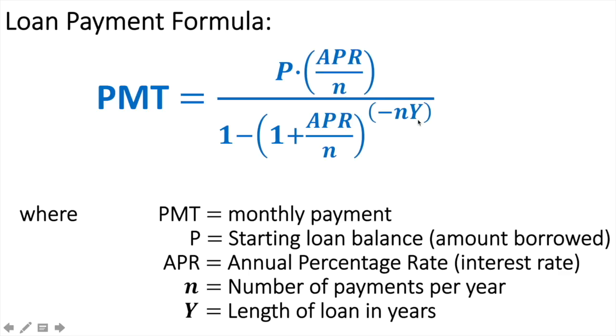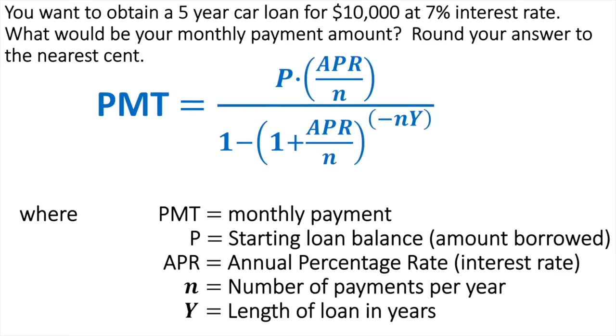All right, so let's actually bring in a scenario and let's kind of work through it. It says you want to obtain a 5-year car loan for $10,000 at 7% interest rate. Okay, so now we're going to kind of start filling in what we know. I left all this down here. This is kind of our key. And we're going to start filling in what we know. And we know that the loan amount is $10,000. So that's my P value. So I'm going to write it in right here for P.